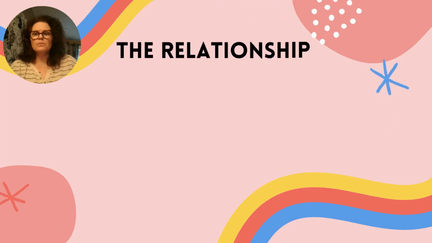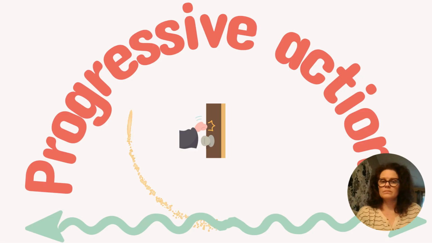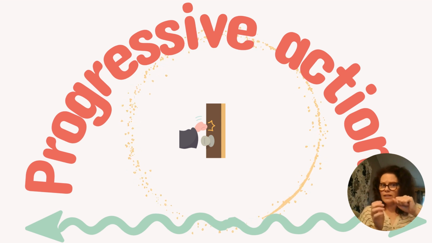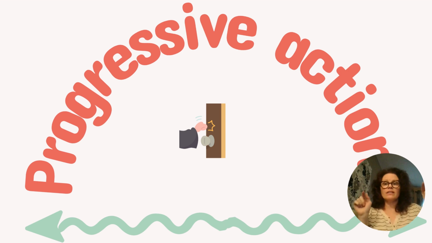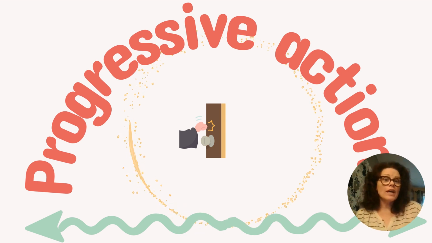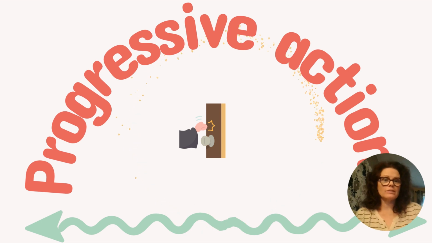So our next step would be to look at the relationship of these actions that are taking place. We can have specific actions that take place, such as someone knocks at the door. Meanwhile, while someone's knocking at the door, what other actions are in progress at this time? Those actions would be called progressive actions because they are in progress.